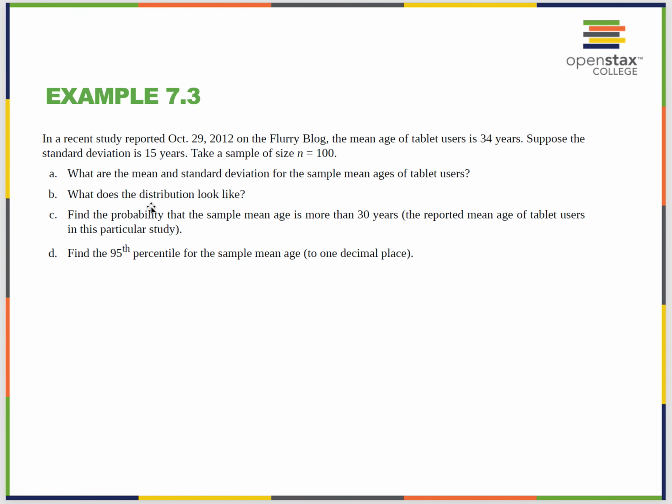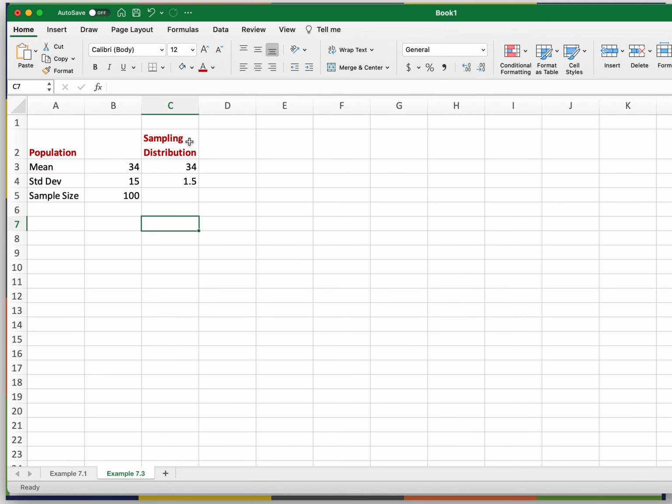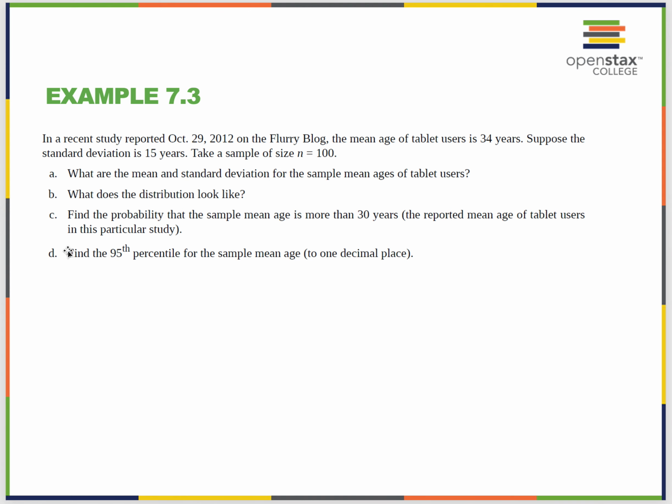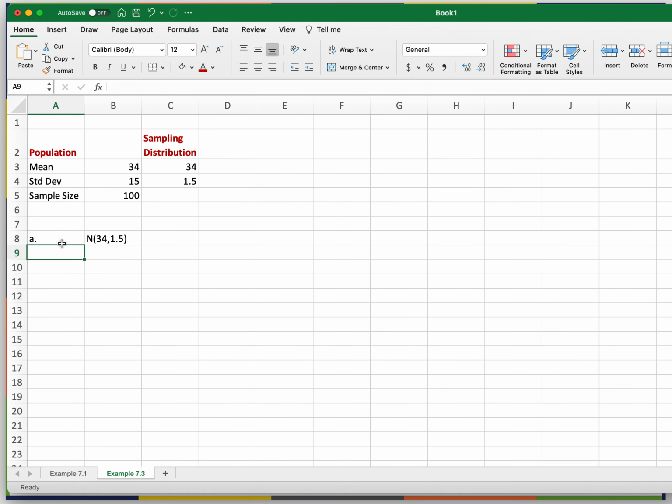Now, this distribution here will be normal. So the answer to part A is normal with a mean of 34 and a standard deviation of 1.5. Or what's the mean and standard deviation? I guess this is part B.